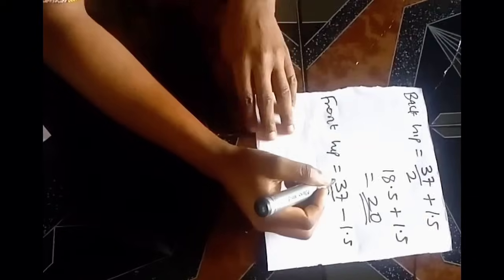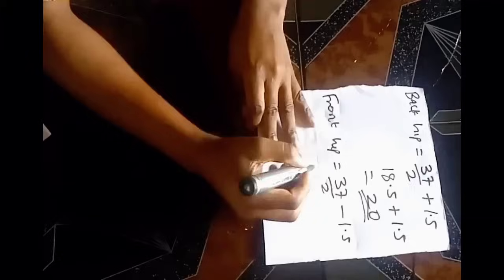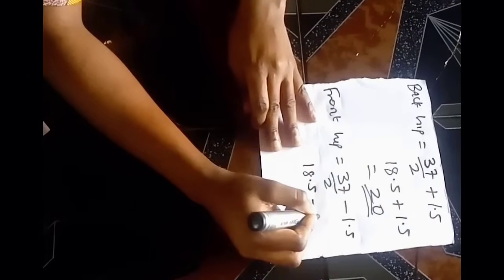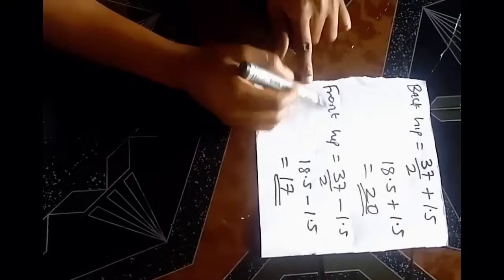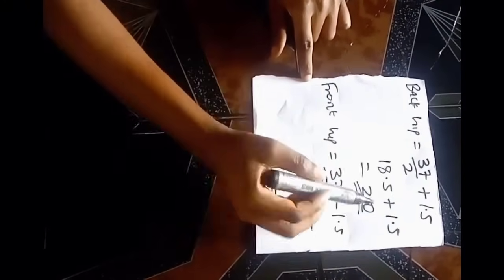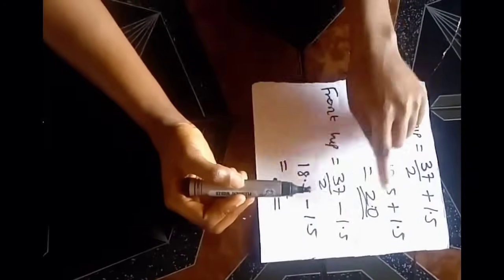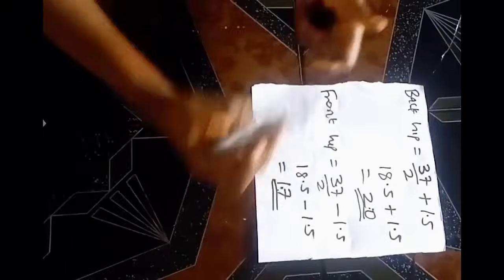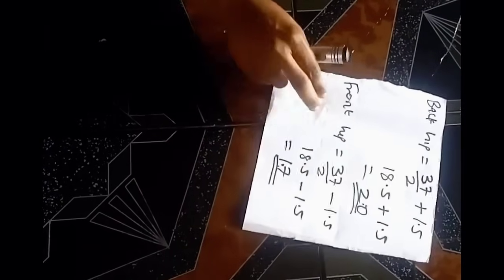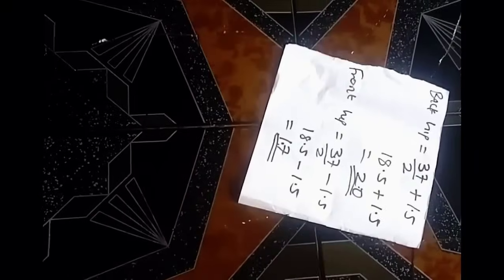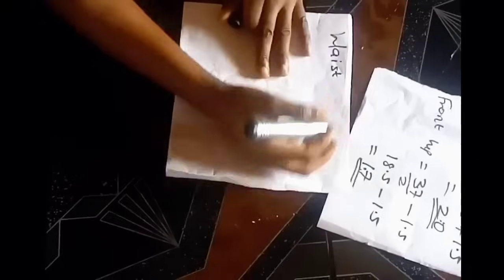For my front hip, we divide 37 by 2 minus 1.5. So I'll have 18.5 minus 1.5, which gives me 17 inches. So my front hip is 17 inches, while my back hip is 20 inches. By the time I add the two of them together, I will still have my 37 inches. The only difference is that my back hip is 20, while my front hip is 17 inches. Trust me, these calculations are very simple. You just have to take your time to get that perfect skirt measurement.